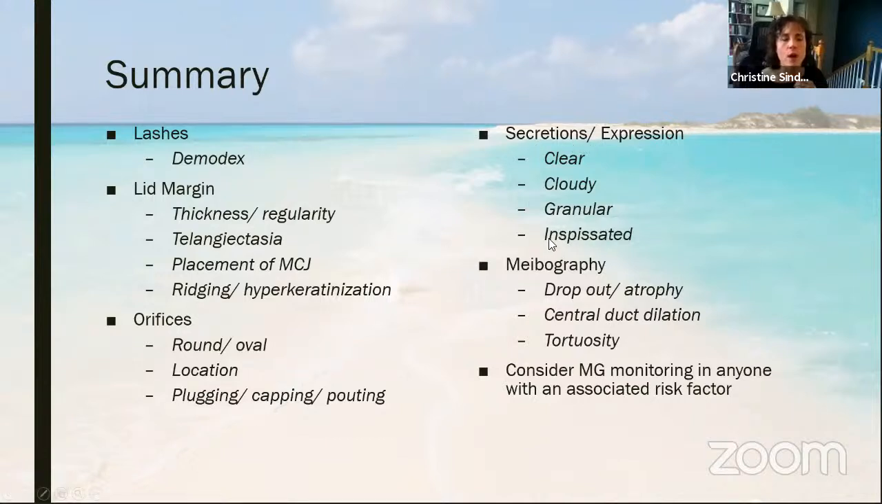Always look for the secretions and what that secretion looks like. If it's inspissated, you need to evacuate those glands. Look for the meibography, right? You want to look for if you have a dropout or atrophy, or even if your gland is connected to the eyelid orifice itself, because remember, no amount of hot compresses or anything is going to help once you have that dropout, although you can keep the bioburden off of the eye.